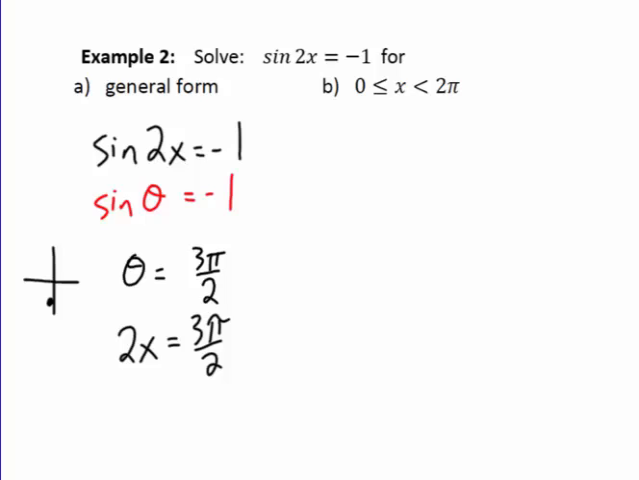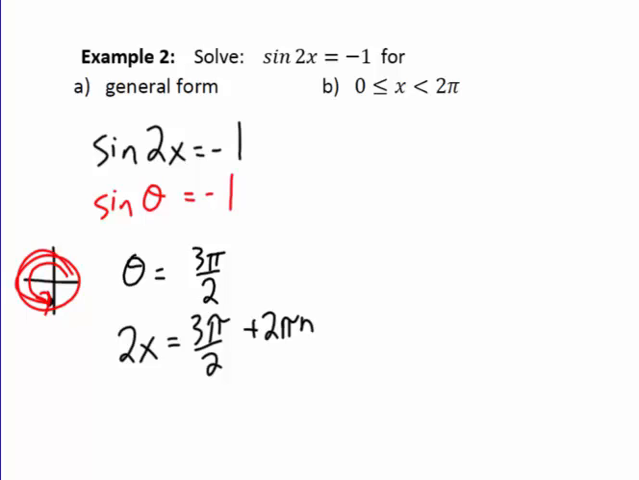Now, again, that's not the general solution. We want to figure out how could we get back to this value, and if we think in standard position, the first iteration is 3 pi over 2. Then to get back there, we need to do a full loop. So we'll need to add 2 pi n. Well, there's our solution for 2x, but that's not the solution for x. We want to solve this for x.